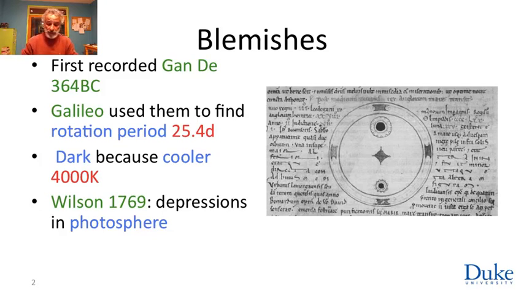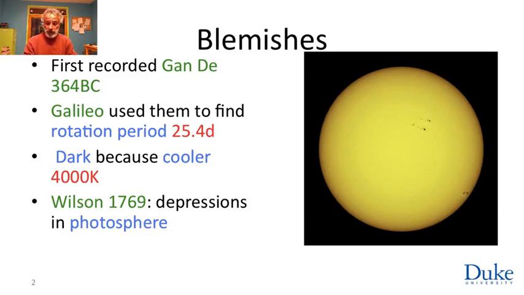This is a medieval depiction of two sunspots on the surface of the sun. These sunspots appear as dark spots on the sun. Here you see a modern image of the sun with a few regions of sunspots. They appear dark, as we said, because they're cooler than the surroundings. At the center of a sunspot, the temperature can dip as low as 4,000 Kelvin. Because of T to the fourth, they emit less.